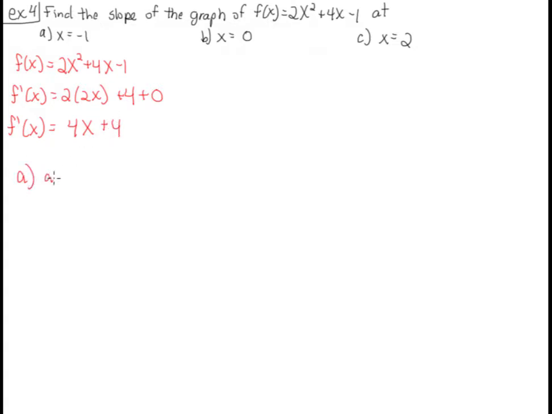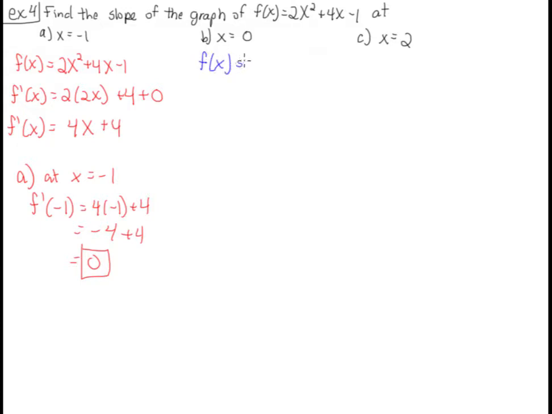So for part A, if we wanted to evaluate the slope of our tangent line, the slope of the graph at x equals -1, I just find the derivative at -1 by replacing every x with -1. So the slope of our tangent line, or the slope of the graph at the point x equals -1, is 0.